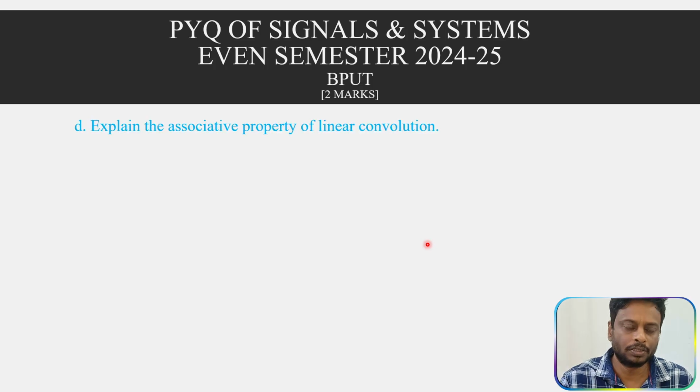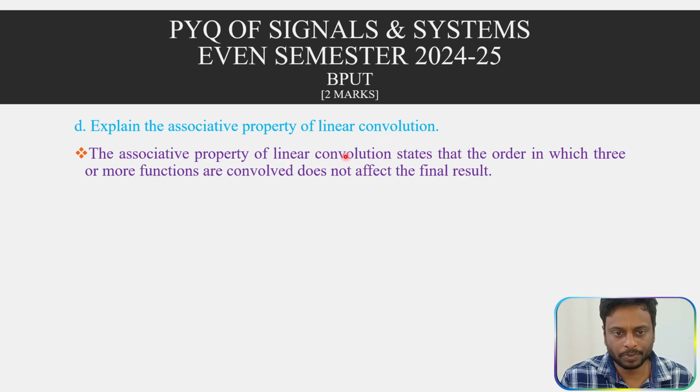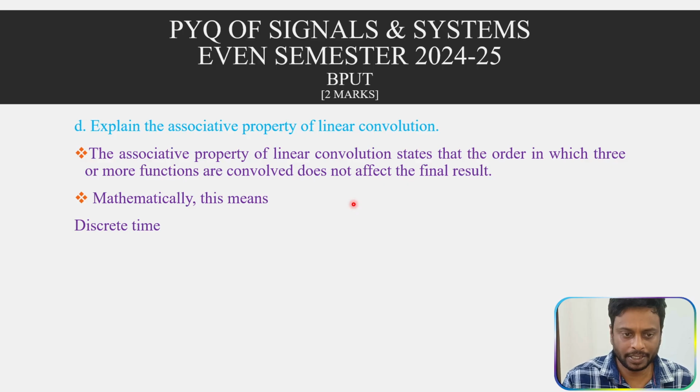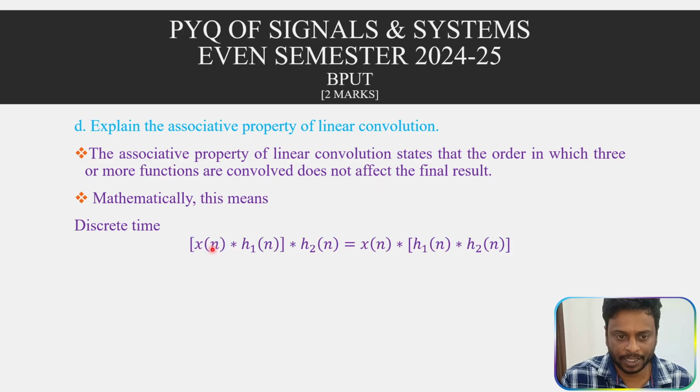So the next question is: explain the associative property of linear convolution. The associative property of linear convolution states that the order in which three or more functions are convolved does not affect the final result. So let us see that. Mathematically, x of n convolved with h1 of n, first these two will be convolved, then the result is convolved with h2 of n. This is the same as first convolving h1 of n with h2 of n, then convolving with x of n. So these two are the same.